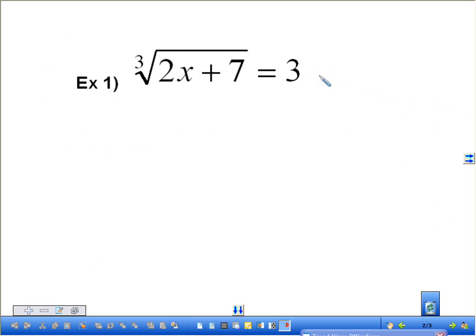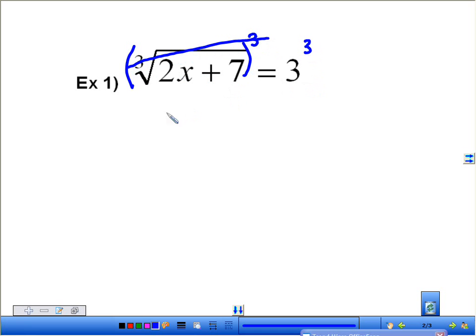So the first thing I'm going to do, I want to make sure that the radical is isolated on one side, which in this case it is. I'm going to raise this side to the power of 3 so that I can get rid of the cube root. Since I do it to one side, I have to do it also to the other side. So the cube root cancels out, and I'm left with 2x plus 7 equals 27.